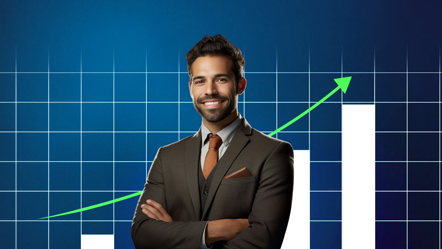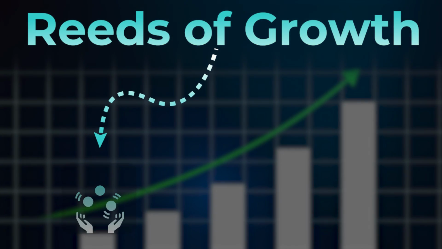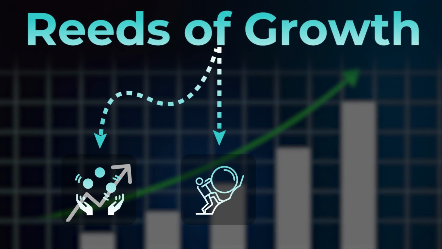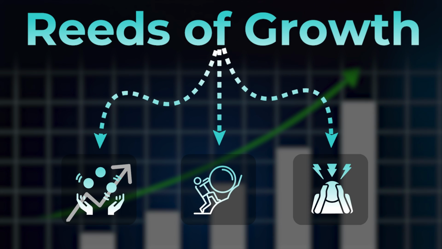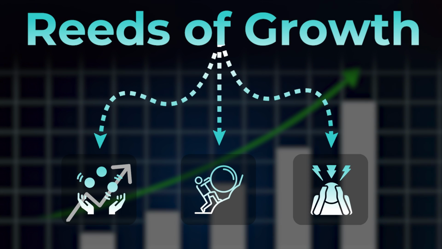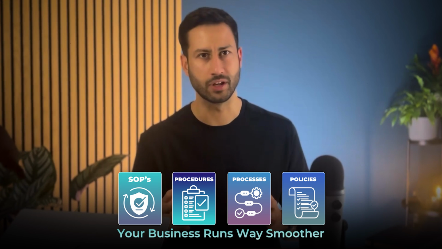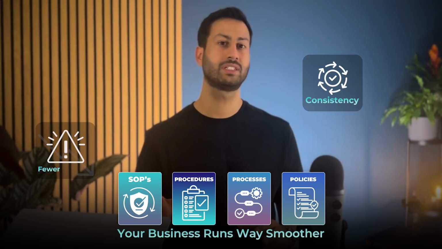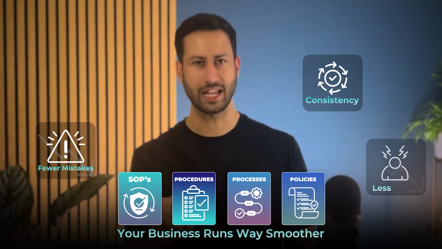We've worked with thousands of businesses who are really in the reeds of growth, juggling their growing demands, trying to keep things running smoothly, all while dealing with the day-to-day chaos that lives within their business. But here is the secret. When you truly understand the differences between SOPs, policies, procedures, and processes, your business can run way smoother. You'll have consistency, fewer mistakes, and for you, way less stress.